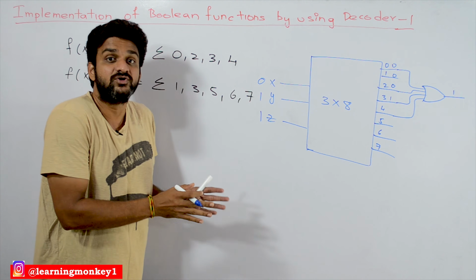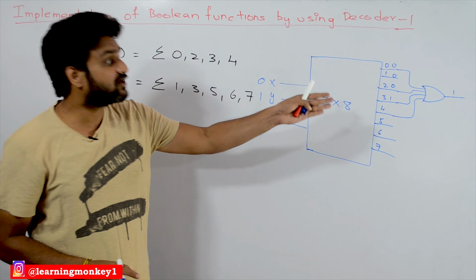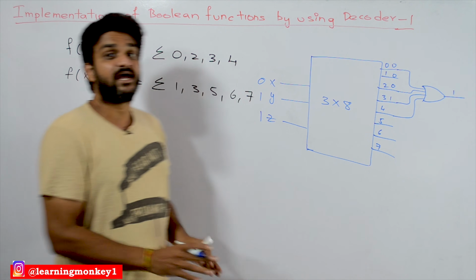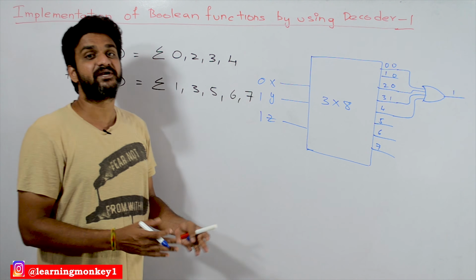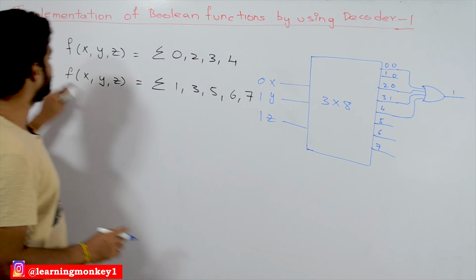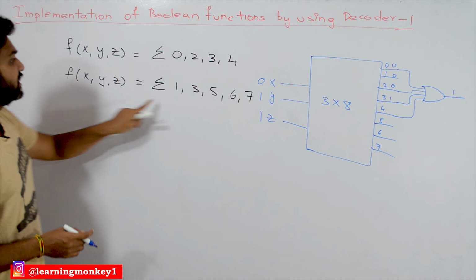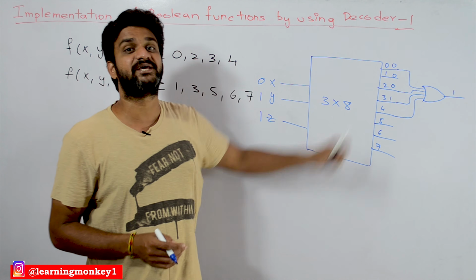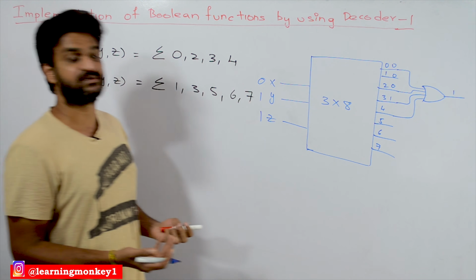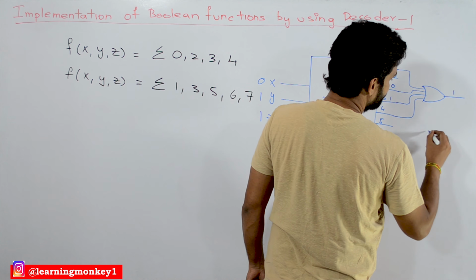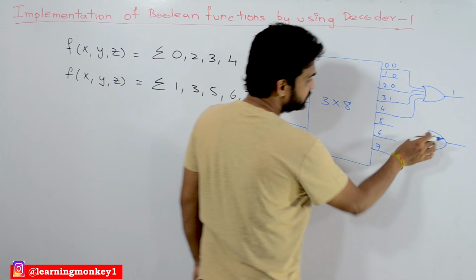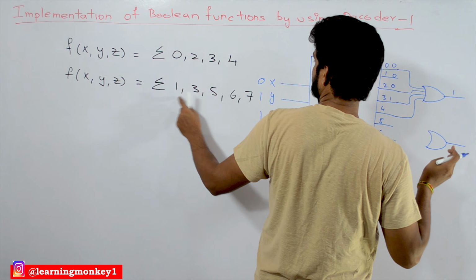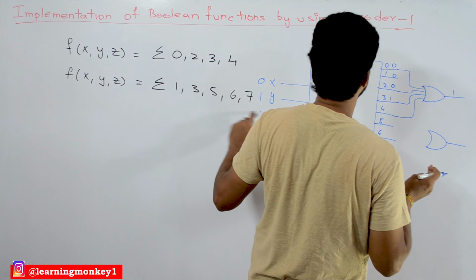This is how decoders can be used along with OR gates to implement functions, and a single decoder can implement as many functions as possible. For example, take this function having minterms 1, 3, 5, 6, 7. This function can also be implemented on the same decoder. How? It's very simple. Take another OR gate, and connect to it all the minterms related to this function, which are 1, 3, 5, 6, 7.